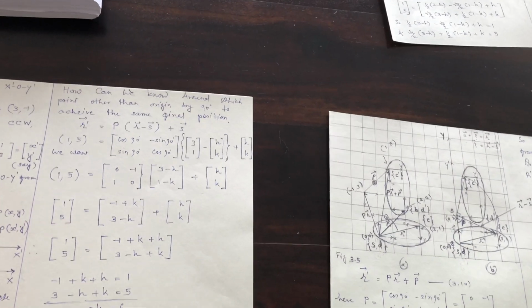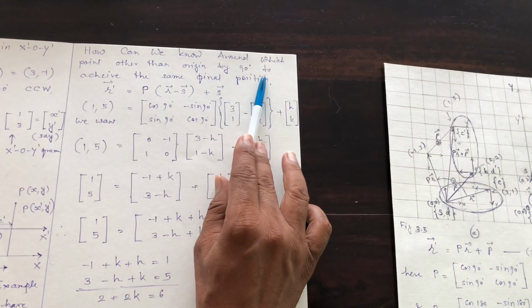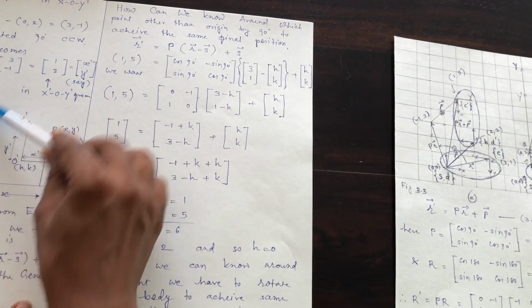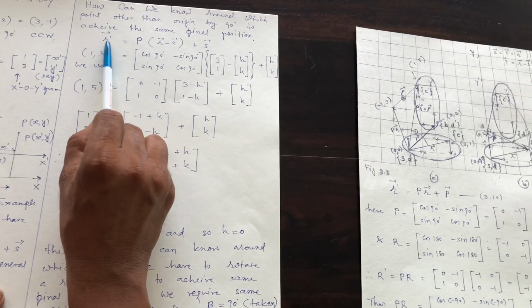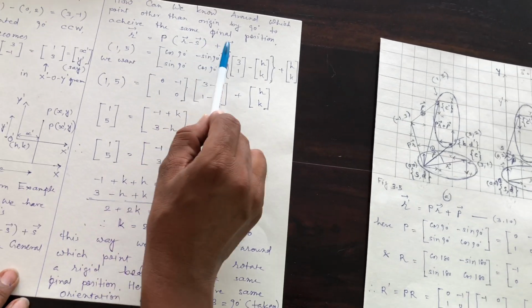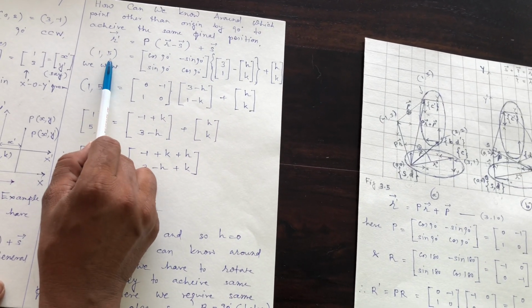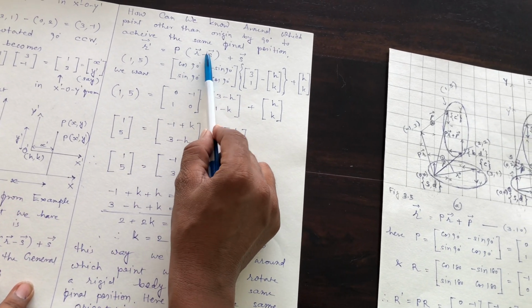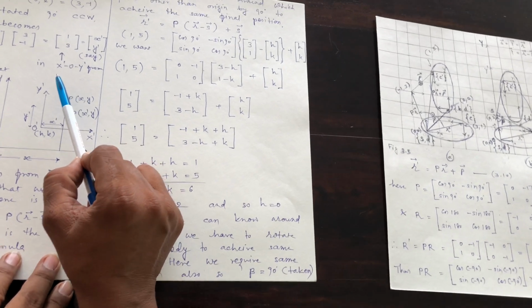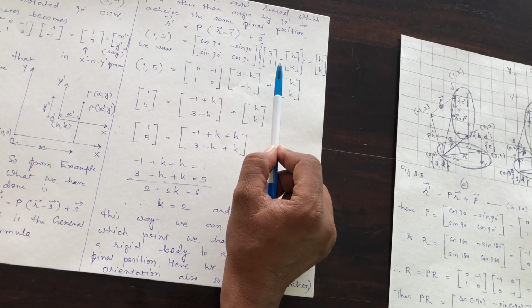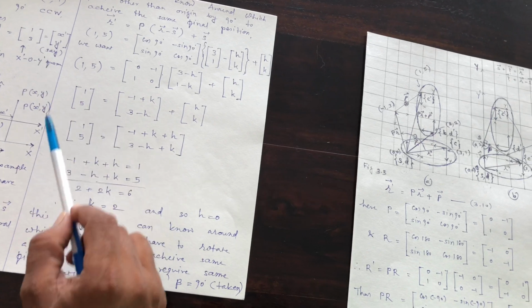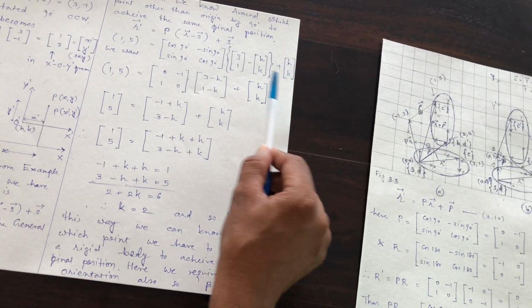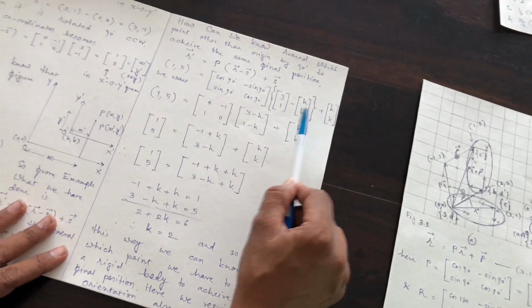But how can we know around which point other than the origin to rotate by 90 degrees to achieve the same final position? So this is the rule we have derived by example: r' equals P into (r minus s) plus s. But we want r' as (1, 5), and we want rotation of 90. So rotating the vector r minus s, we get this one, (3, 1) minus (h, k), plus (h, k). This is r, this is s. We want to find (h, k).